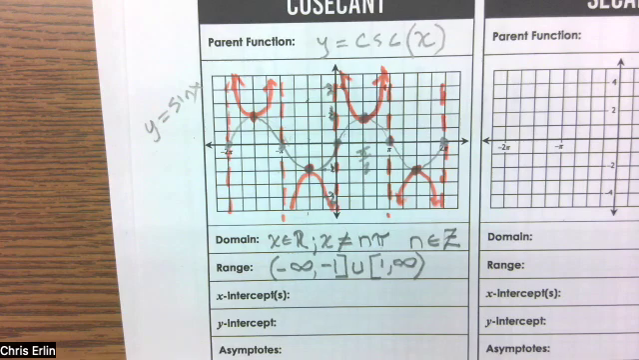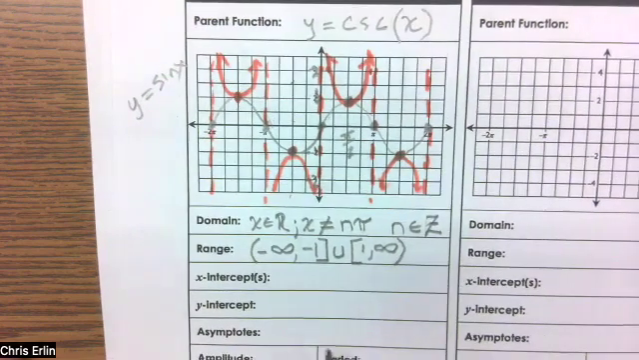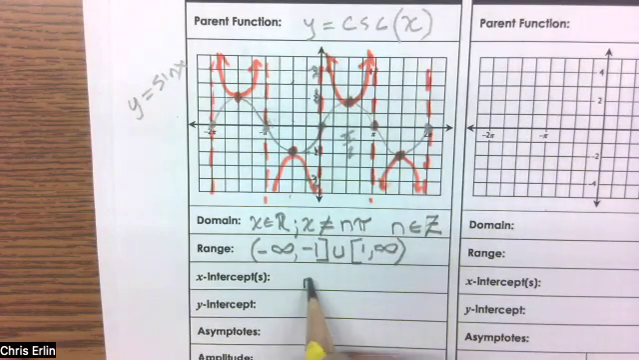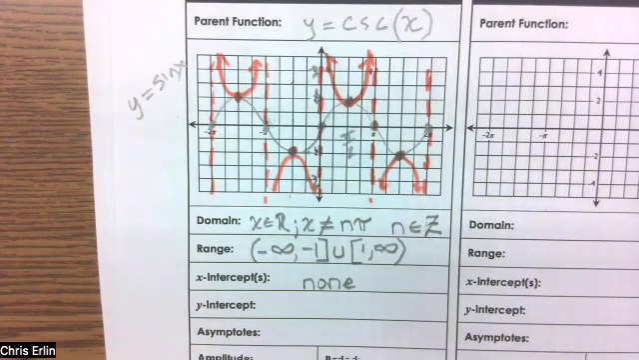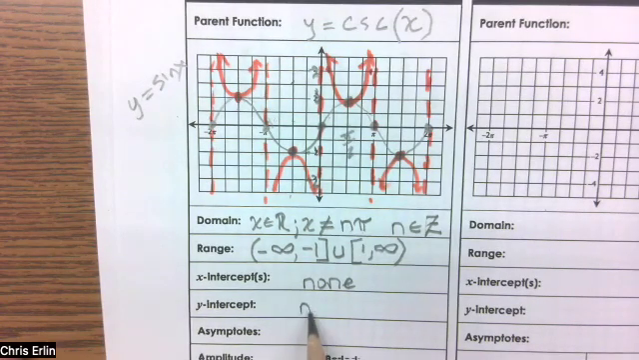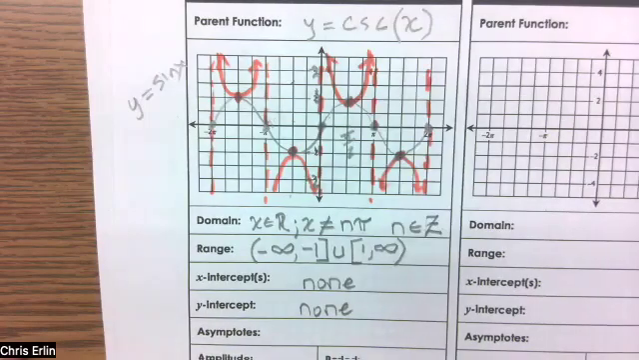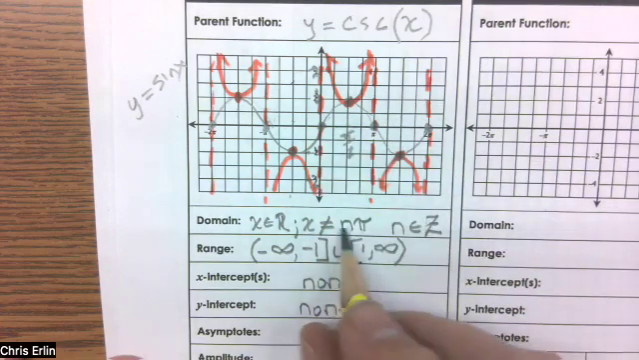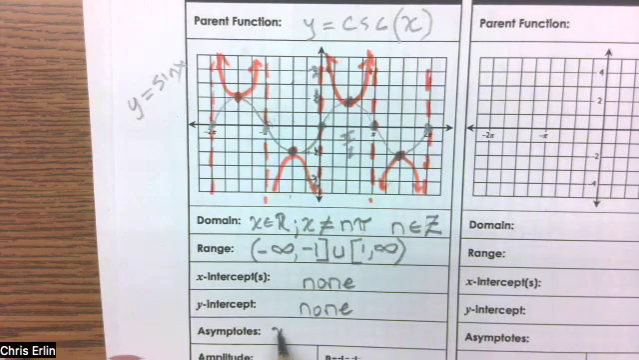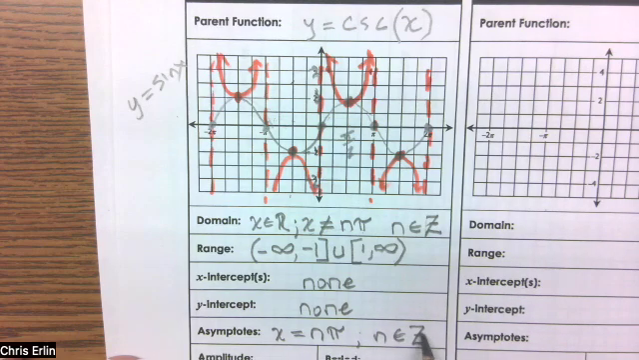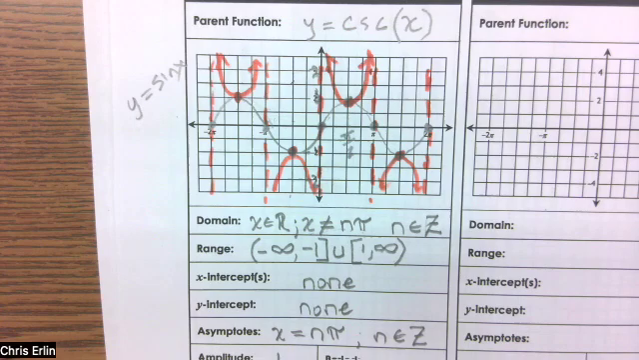How about the x-intercepts? There are none. How about the y-intercepts? There are none. What about the asymptotes? Again, the same values that were excluded here would be equal to our asymptotic equations. Amplitude 1, period 2 pi.